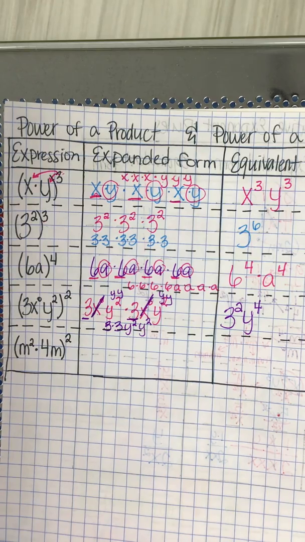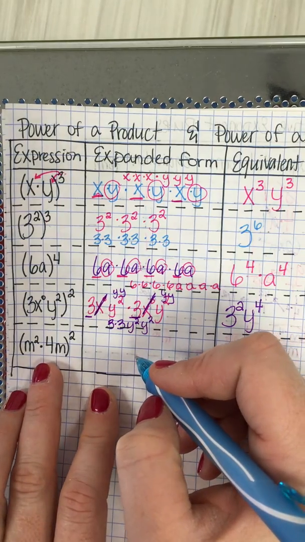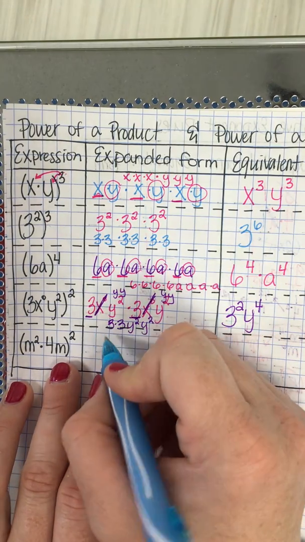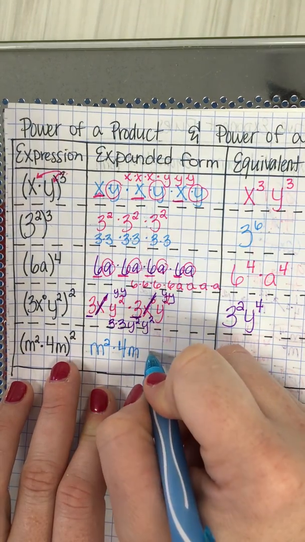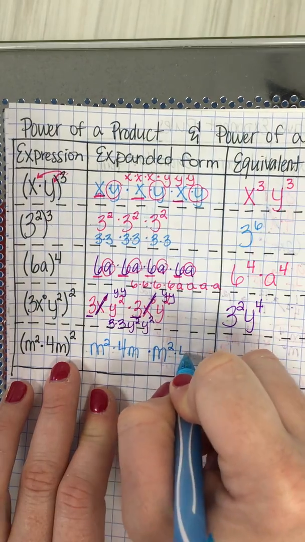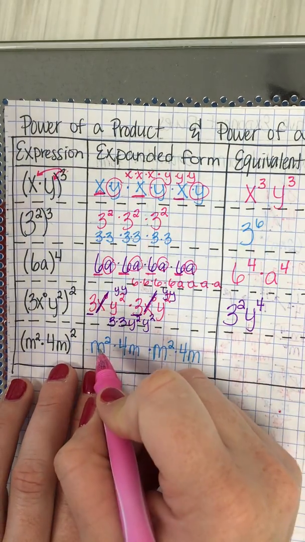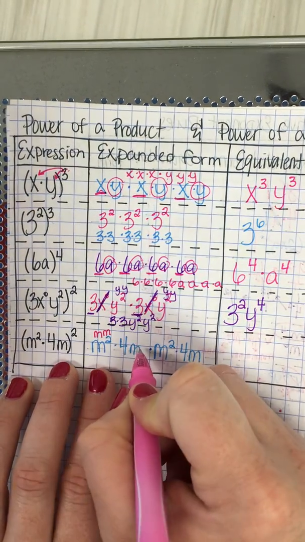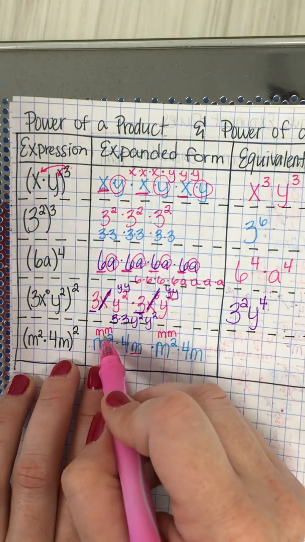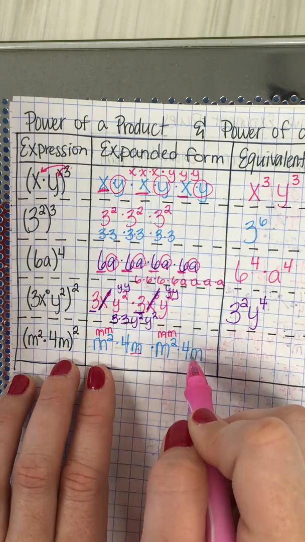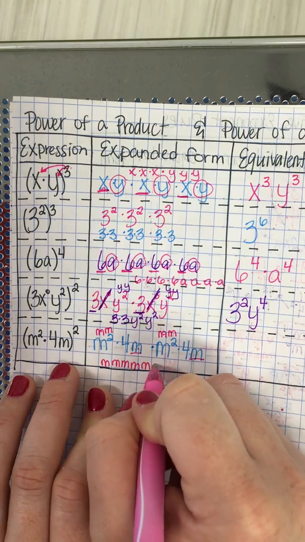Okay, last one. So now if we have m squared times 4m squared, I'm going to write them all out twice. Okay, so I have m squared here, which is m times m. I have an m here. I have m squared again, m times m, and m. So I have 1, 2, 3, 4, 5, 6. So 1, 2, 3, 4, 5, 6.